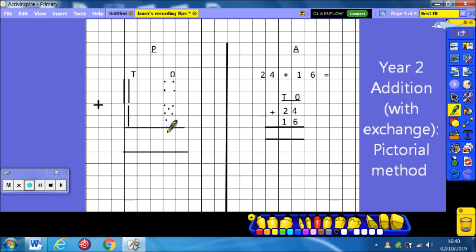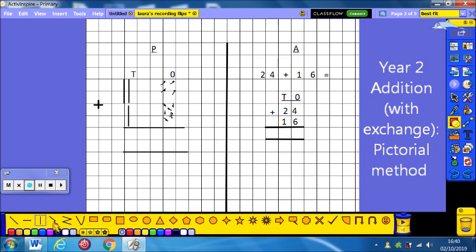In this calculation, let's count up the ones. I'm going to cross them off as I count. 1, 2, 3, 4, 5, 6, 7, 8, 9, 10. There are 10 ones altogether. Therefore, I'm going to exchange the 10 ones for a 10. I'm going to put the 10 underneath the tens column, underneath the equal sign.